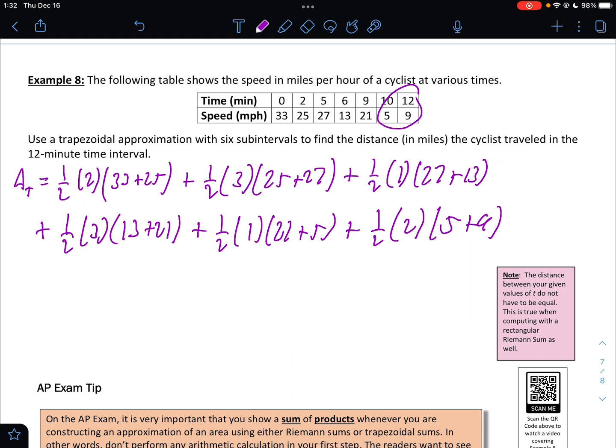And as you can see here, it is pretty much the same thing as the formula. We use the first base once, the last base once, right? And then all other bases, 25, 27, 13, and 21, all get used 2 times. Okay, so we can use our calculator to figure out what this number would be. It ended up being 234.